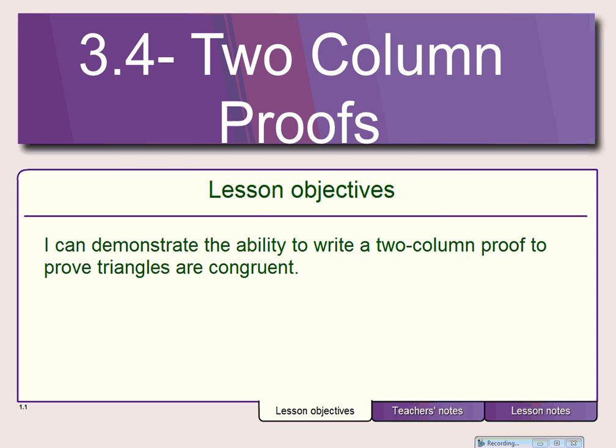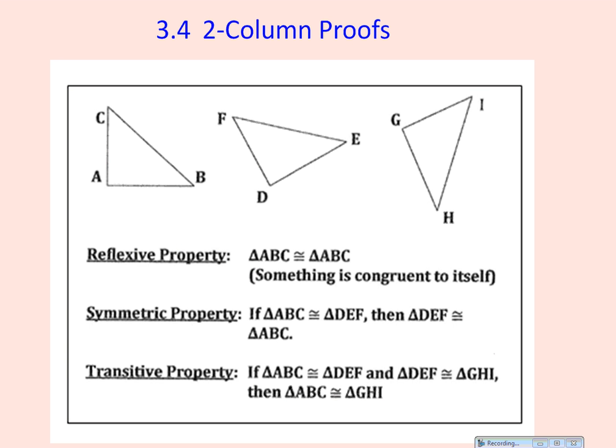So what is a two-column proof? A two-column proof is going to be something to prove something is true in geometry. So a couple things that you need to be aware of: reflexive, symmetric, and transitive. All right, here's kind of what reflexive says. Reflexive says you are equal, you are congruent to yourself.